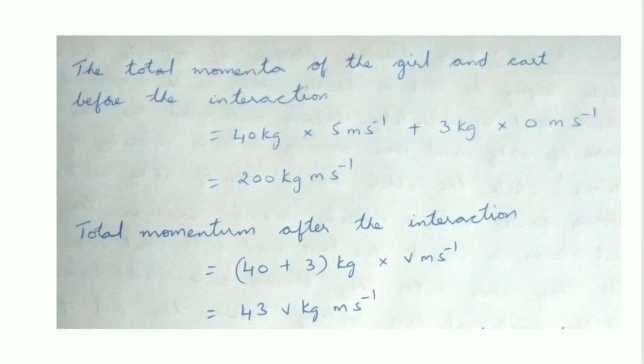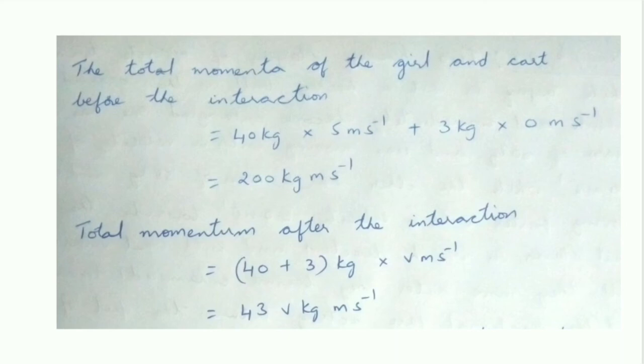First, we will find out the total momenta of the girl and cart before the interaction. That is, before the girl jumps onto the cart. Here we use the formula for momentum equal to mass into velocity.